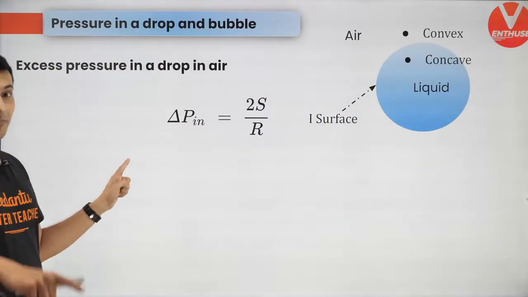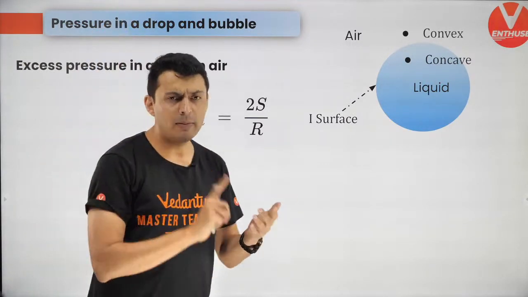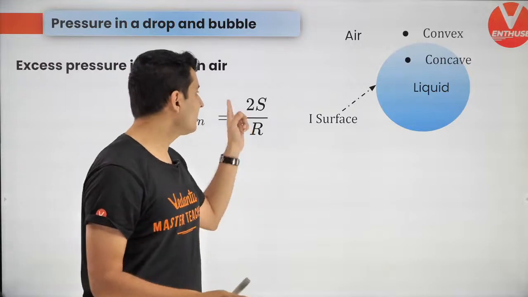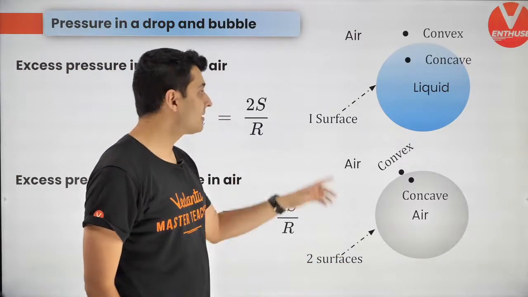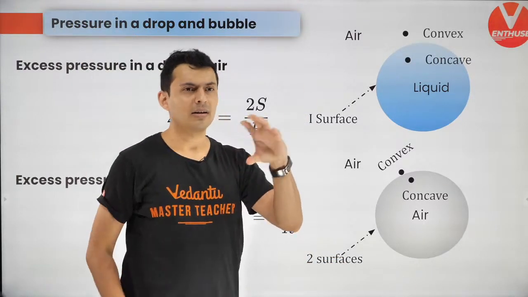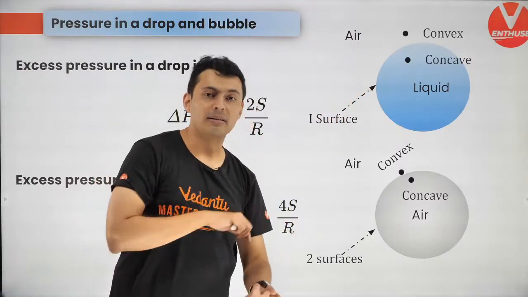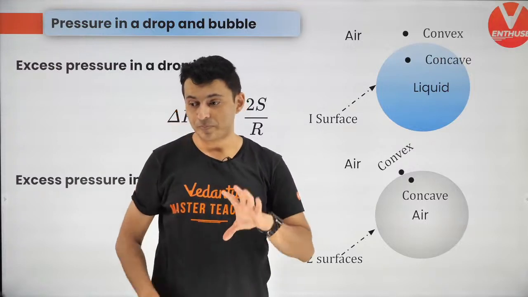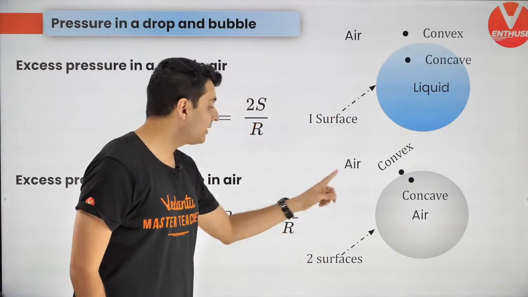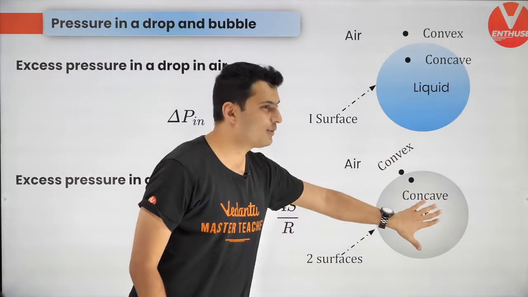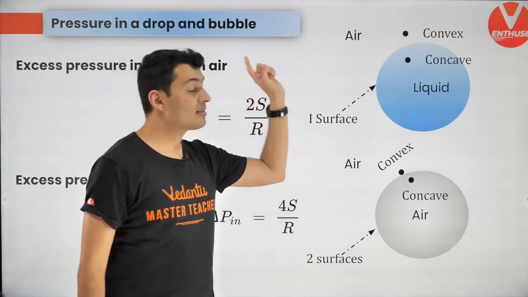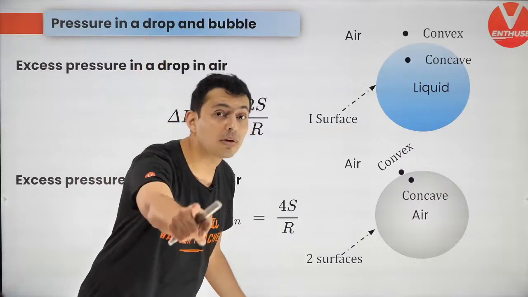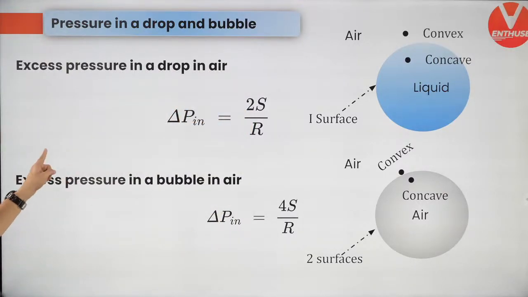All right. Next up, for drops and bubbles. Remember, whenever there is one surface, the pressure difference is 2S by R. But when there are two surfaces, the pressure difference is 4S by R. Now, who has one surface? A drop in air, like a drop of water in air, or a bubble in water. Yes, a bubble in water is also having one surface, but a bubble in air will have two surfaces. Why? Because one surface is inside. Remember, that thin layer will have two surfaces. So it will be 4S by R. Pressure inside a drop or a bubble is always more. Keep this in mind. So this pressure difference is called excess pressure.